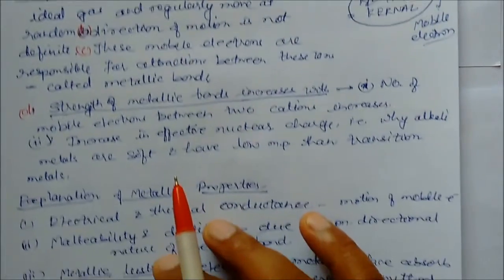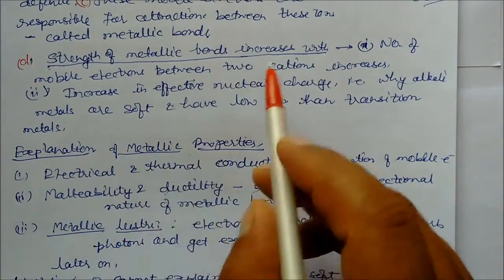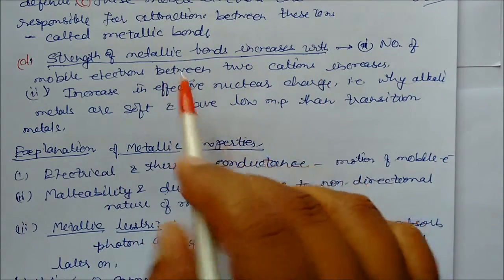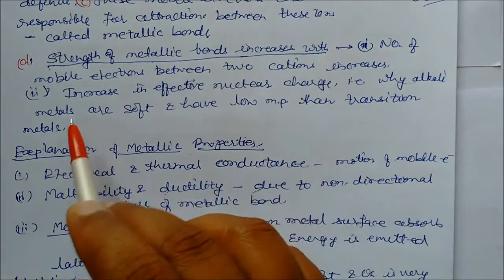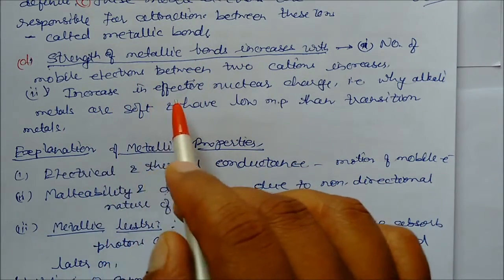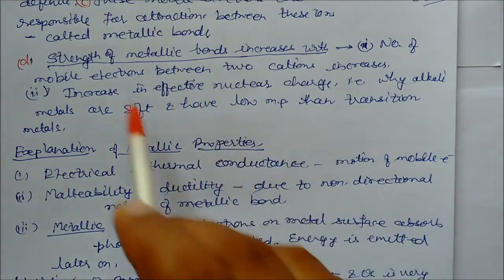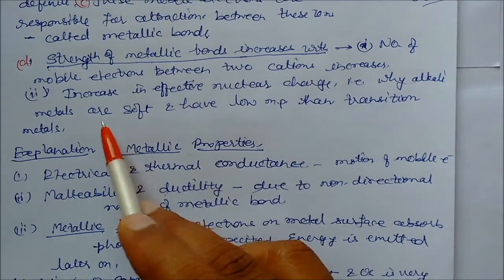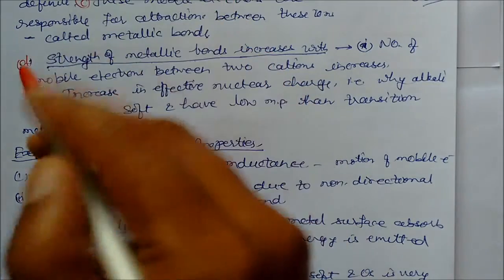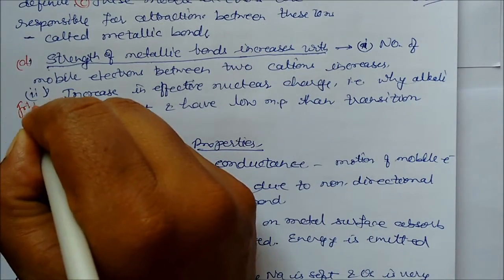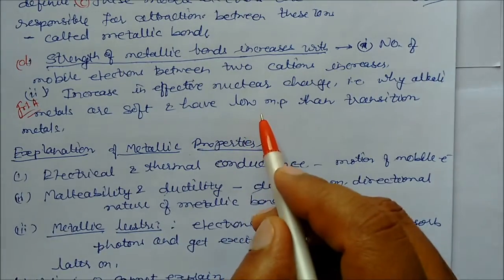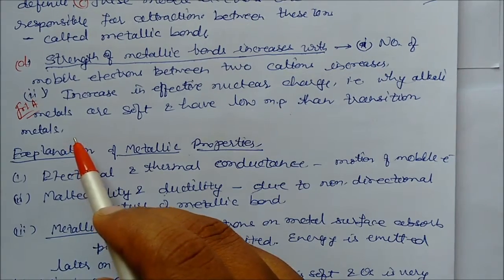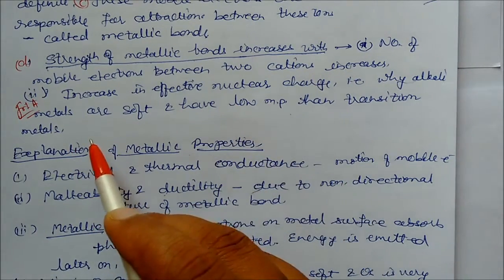Now, the strength of metallic bonds increases with the number of mobile electrons between two cations. When the number of electrons increases, the metallic bond will be stronger. Second point, increase in effective nuclear charge. If you take a larger nucleus, the effective nuclear charge will also change, and that's why alkali metals are soft metals. When you go down the group 1 alkali metals, they are normally soft, with low melting and boiling points compared to the transition elements. Their size is very big, so they are softer metals.